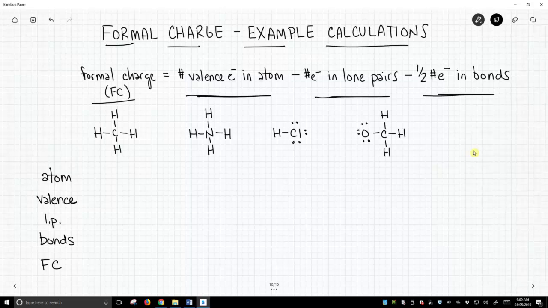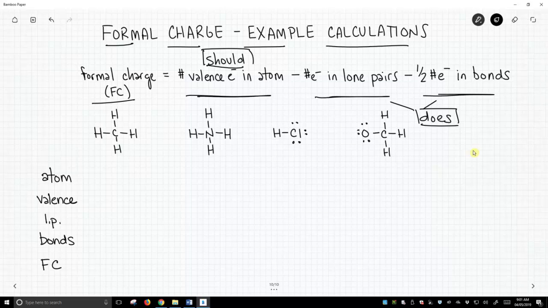When I think of this formula, this is what the atom should have, the number of valence electrons. And these two items are really what the atom does have. And by taking the difference, we find out whether the atom has a formal charge or not.